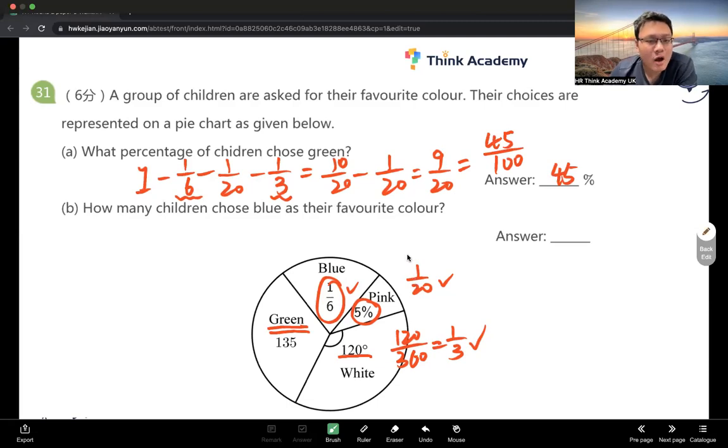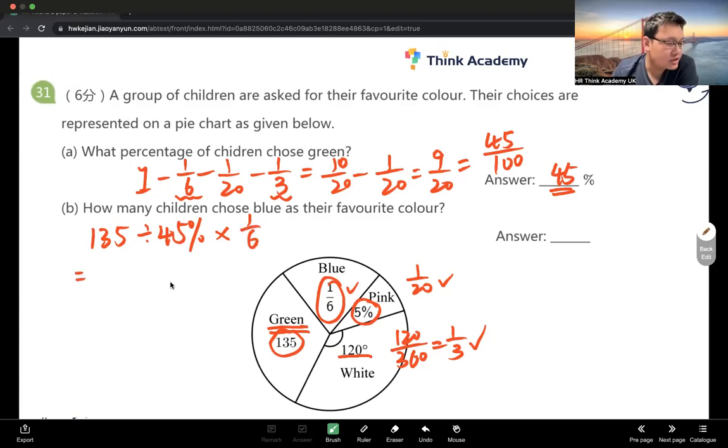Okay. How many children choose blue as their favorite color? For this one, you will know that 135 children is just 45% of all the children, right? So what's the total number of all the children? You have to use 135 divided by its percentage, divided by 45%. And then you times the fraction of the children who choose blue, so you times by 1/6. And you do the calculation, you get the answer.